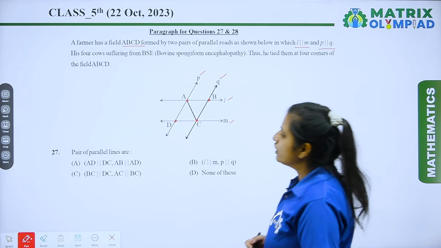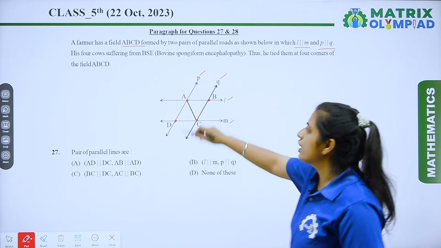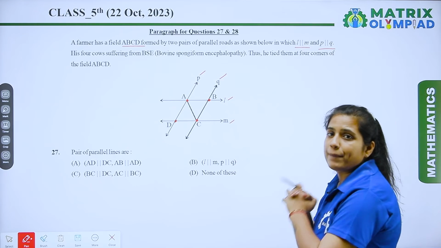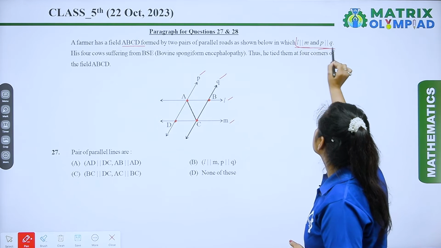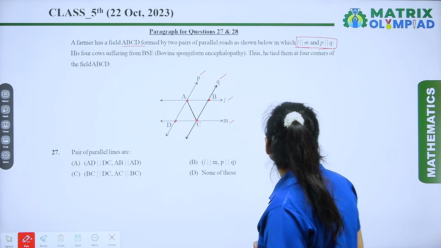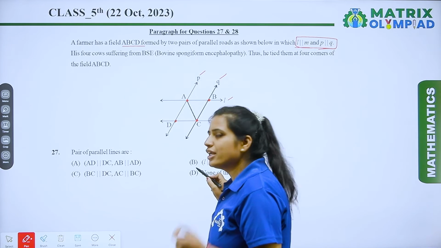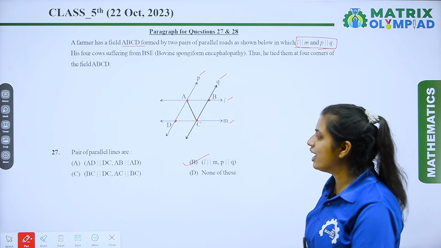Now the question is pair of parallel lines are. Here we have to check parallel lines. In the question it is already given to us L is parallel to M and Q is parallel to P, or we can say that P is parallel to Q. So here option B is the correct answer.